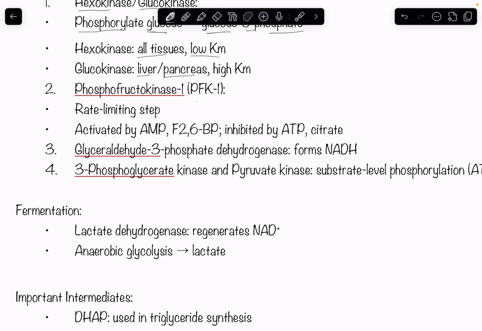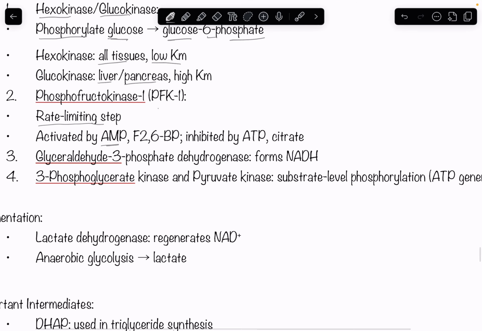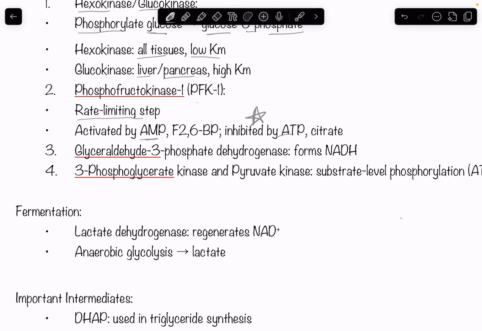So PFK1 is one of your rate limiting steps, and it's activated by AMP. AMP meaning adenosine monophosphate, so there's only one phosphate attached. It's also activated by F26BP, and it's inhibited by ATP and citrate. Okay, and this is something you should definitely know, and hint, hint.